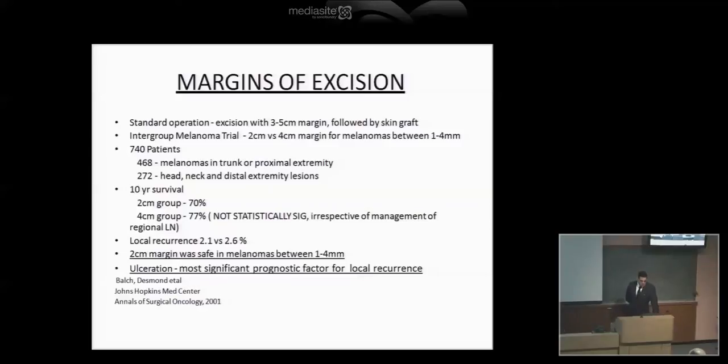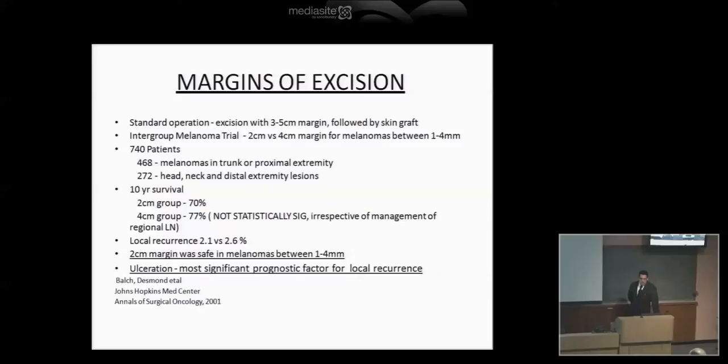A lot of studies went on to see if this could be reduced because it was obviously a cosmetically disfiguring procedure and also carried with it the risk of skin graft-related complications, etc. One of the landmark trials that studied margins of excision was the Intergroup Melanoma Trial. It was in 4 countries. They used 93 surgeons in 77 institutions in the United States, Denmark, Australia, and Canada.